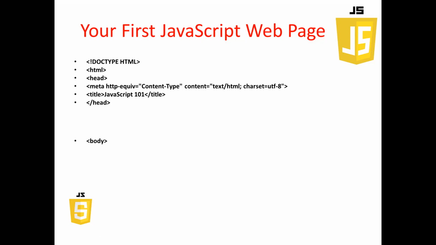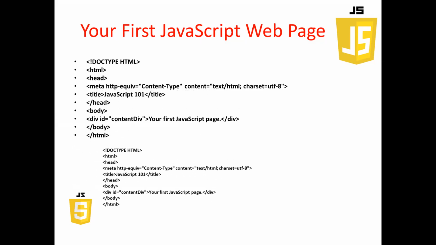We are closing our head. Now we start writing our body. In body, we are writing a div. There is an ID, content ID, and between this we are saying your first JavaScript page, and we close the div. Close our body, close our HTML. So this is how we write our first code. Same thing you can apply in your browser.